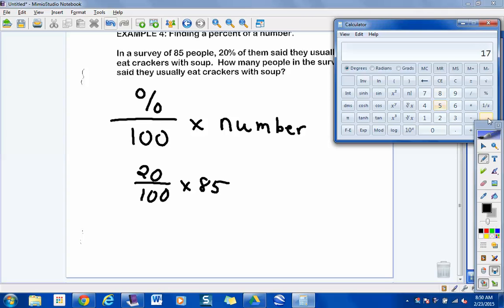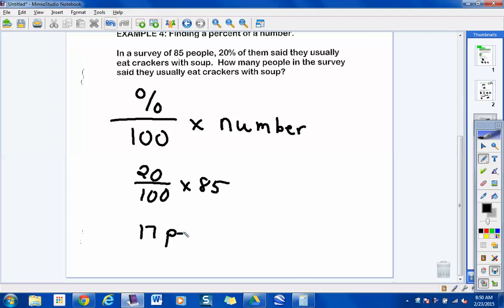And when I do that, how many people do I come up with out of the 85 that are putting crackers in their soup? 17. 17 people like crackers in their soup. Okay? I'm just going to write down 17 people like cracker soup. You could also put it as a fraction and do it how we learned with cross multiplying. Oh, I like that. Yep.